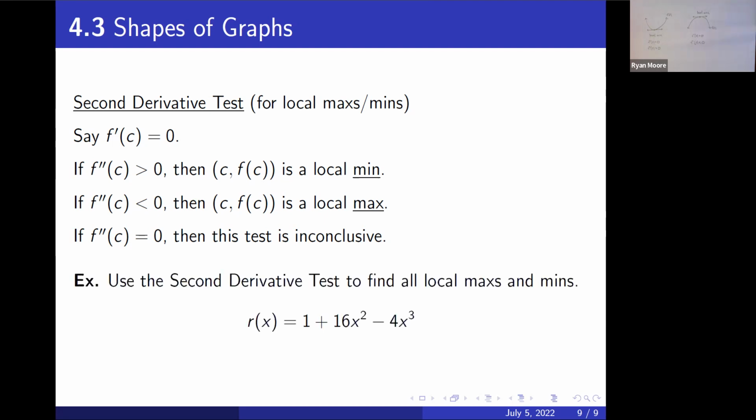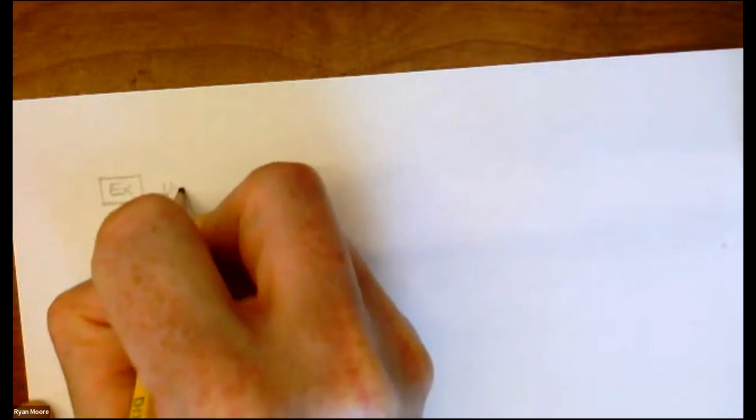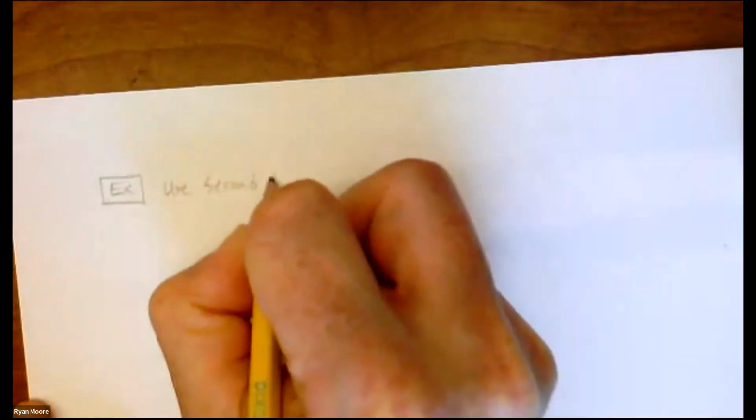Okay. Let's use the second derivative test to find all the local maximums and minimums for this function here, r of x equals 1 plus 16x squared minus 4x cubed. Okay, let's do it. Example: use the second derivative test.